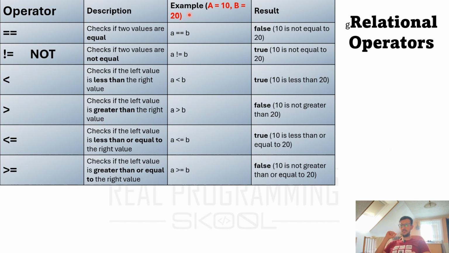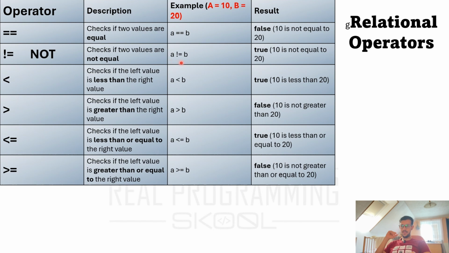So we have here an example: a equal 10. We assign the variable a the value 10, and b equal 20. The description of a equal equal b: check if two values are equal. For example, here 10 equal equal b is false, because 10 is not 20. So the result will be false.